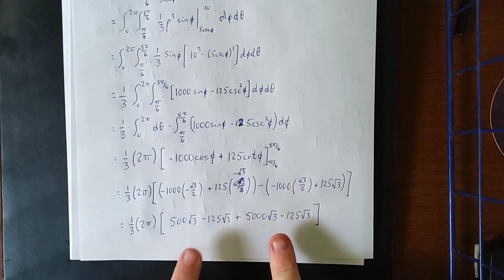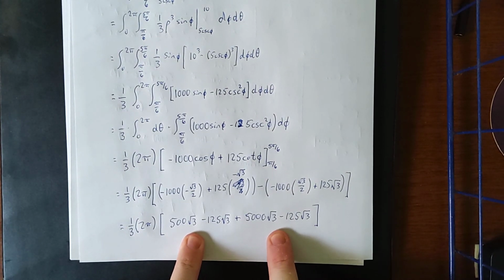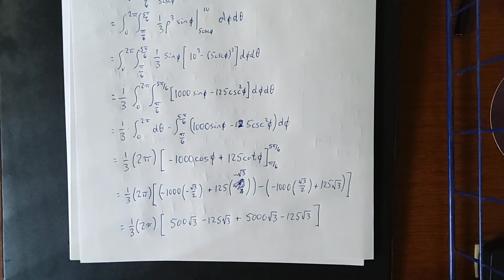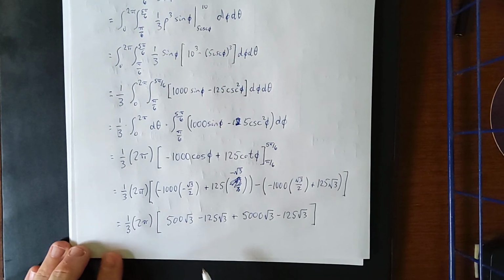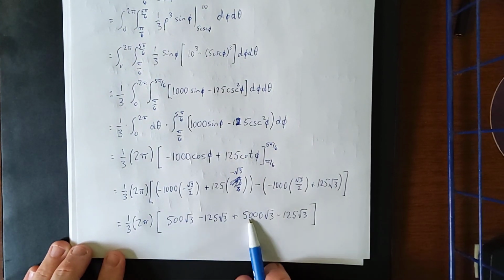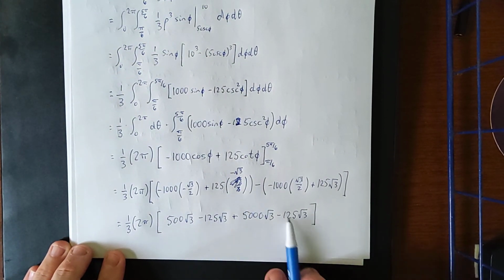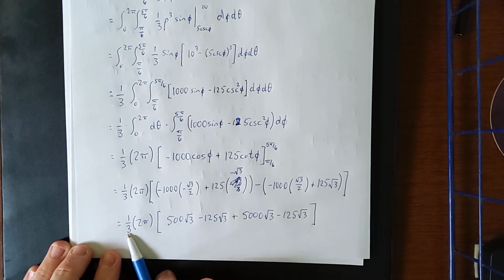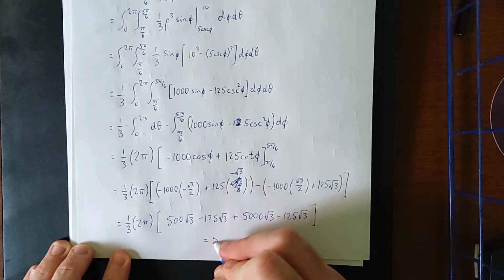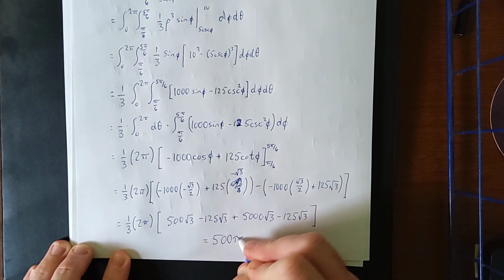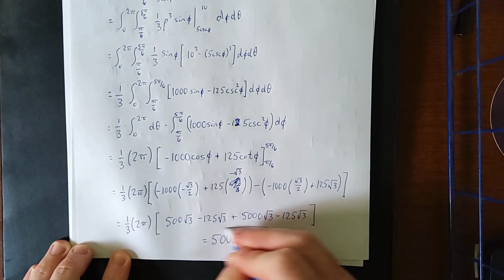Now I'm really starting to suspect that whole, we could have just doubled it by starting at 0. That's really holding true here. So let's see, that's 500 plus 500 is 1,000, minus 125 minus 125 is 750. 1/3 of 750 is 250, times 2 is 500. So final answer for this one, 500 pi square roots of 3.